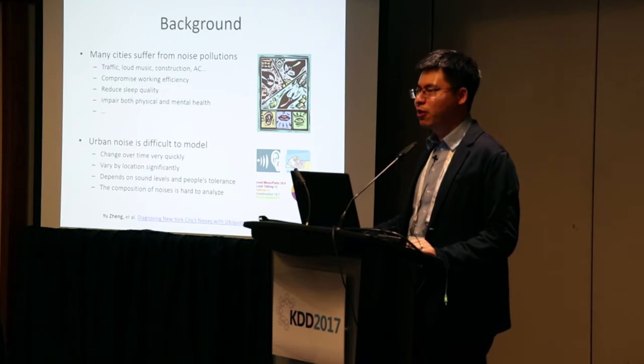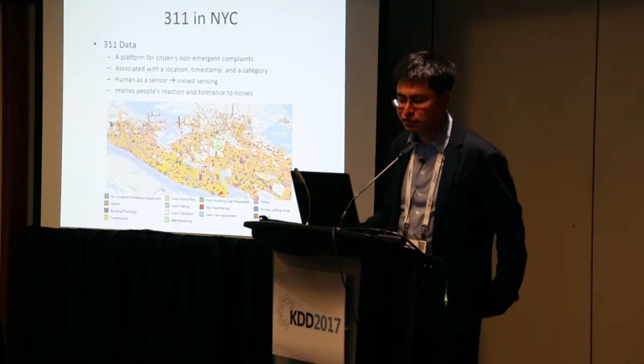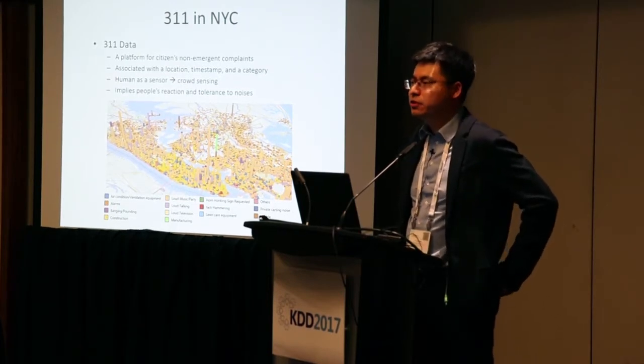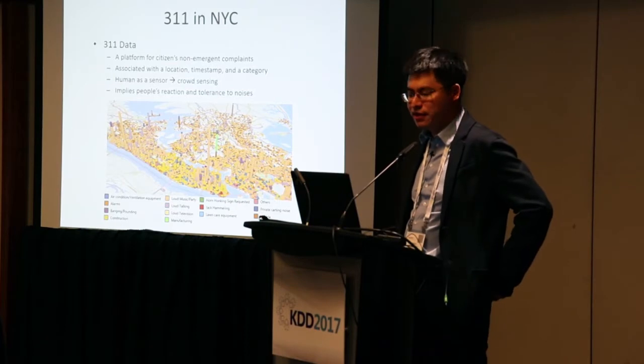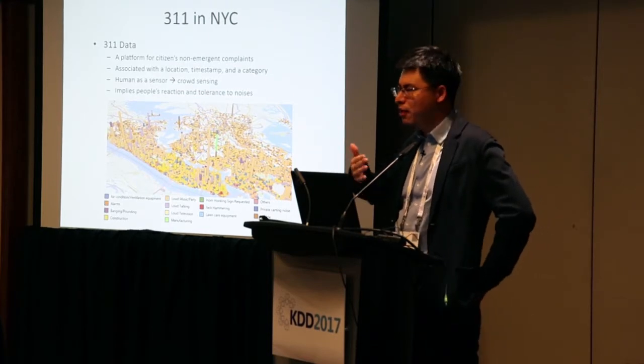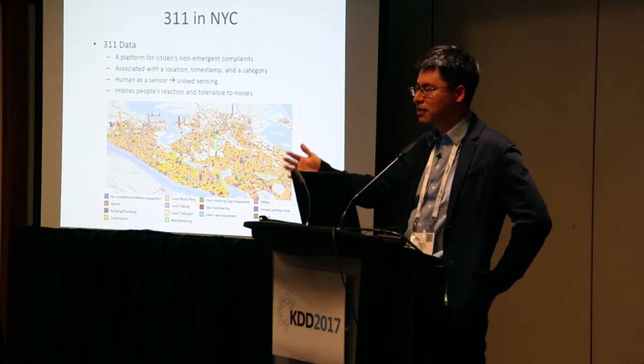So I found this challenging problem: how to answer these three questions. But fortunately, I found another data set in New York City. It's called 311. You might have heard about 911, which is for emergency calls. 311 is a complaint platform. That means this platform allows people to complain about something that you think is imperfect in the city, but it's not urgent.